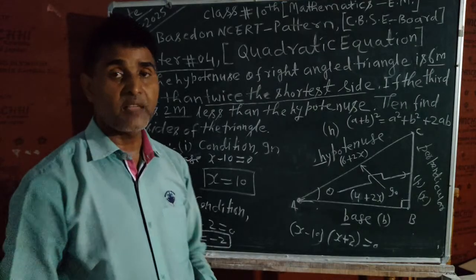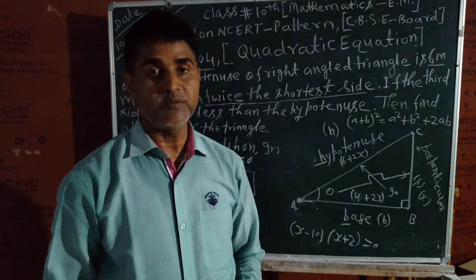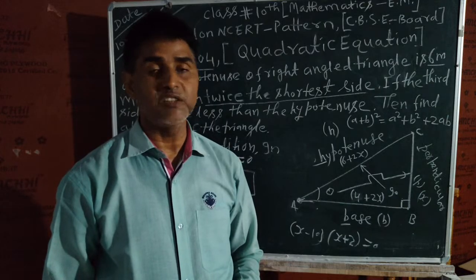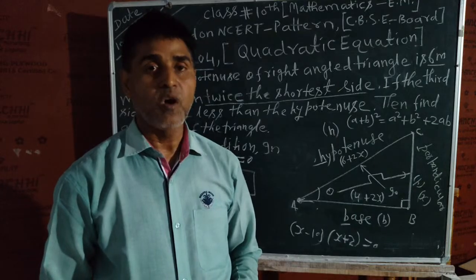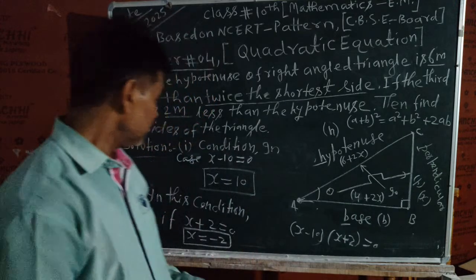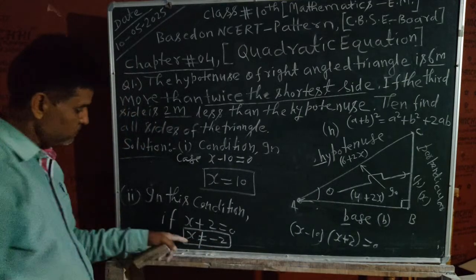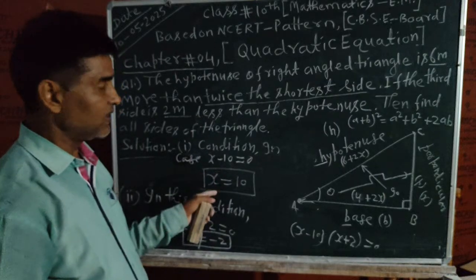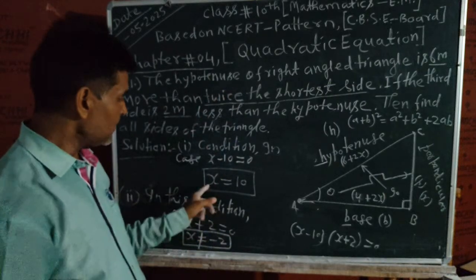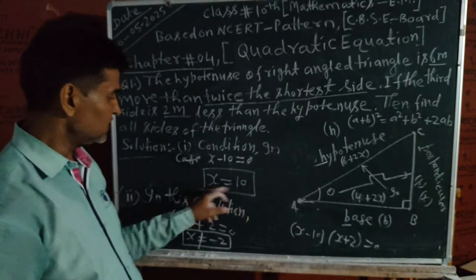Any triangle will not have a negative side value, because if it has a negative value, then the triangle is not possible. So I will reject the value x is equal to minus 2 as the answer of my question. So I have to take the value of x which is equal to 10. So x is equal to 10.